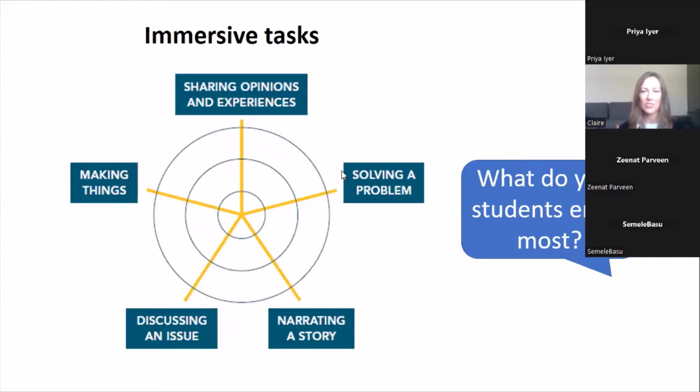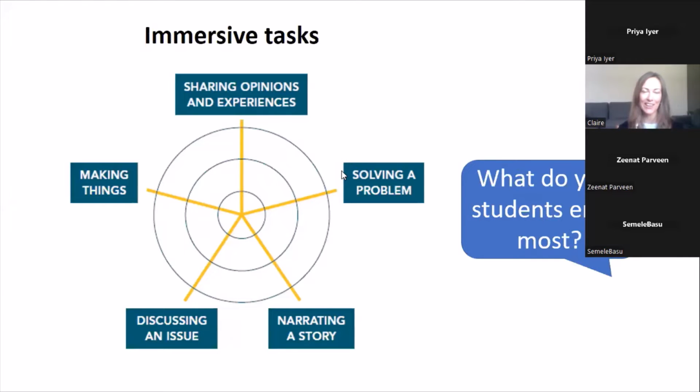What do your students enjoy doing the most? I think games could cover many of these, couldn't it? But are they problem-solving games, or are they games where they discuss something? All right. Lots of people are saying sharing opinions and stories are popular too. Great. And role play. Yeah, so role play could be a story, couldn't it? Or it could be creating something. Great. So that was number 1.